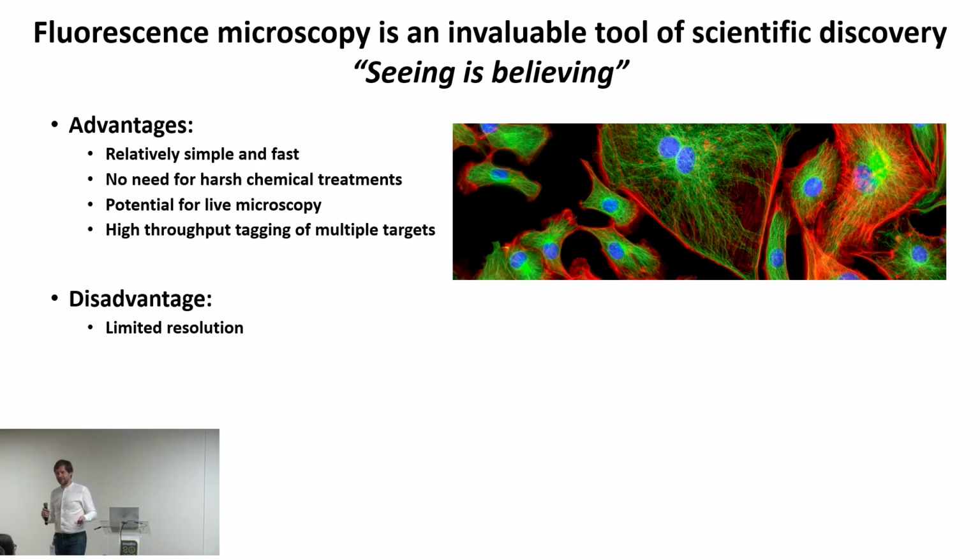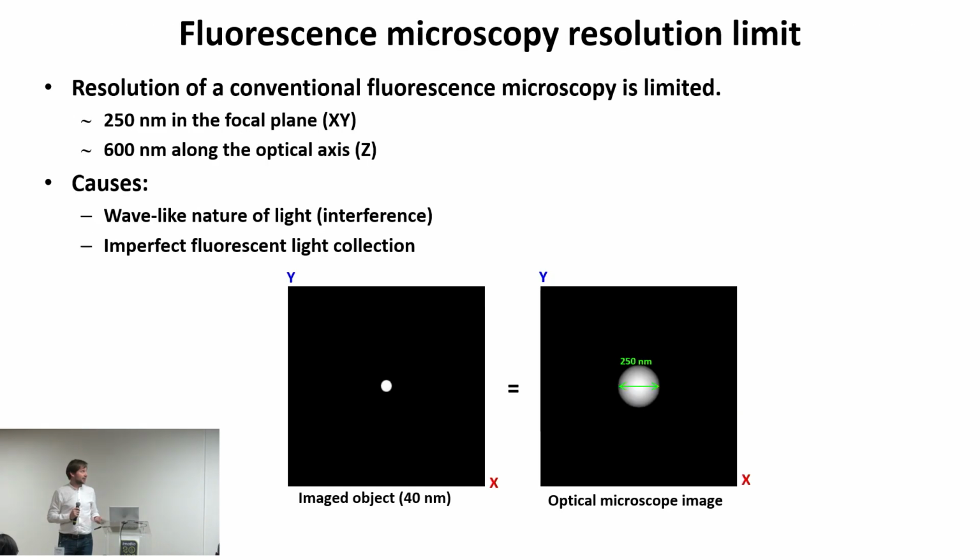But then of course you have the often talked about limit to the resolution, and that is simply because of the wave-like nature of light, the interference, and the imperfect fluorescence light collection by the objectives. We are limited in standard confocal microscopy to around 250 nanometers in the X-Y direction and around 600 nanometers in Z. So any small object, like this 40 nanometer point object below, will always appear as 250 nanometers when viewed through a standard microscope.